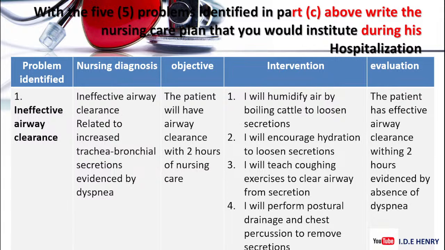Number 1, you can say, I will humidify air by a boiling kettle to loosen secretions. Nicely. I will encourage hydration to loosen secretions. Okay. I will teach the patient coughing exercises to clear the airway from secretions. Fourthly, I will perform postural drainage and chest percussion to remove secretions from the airway, hence relieving airway clearance. And also evaluation. The patient has effective airway clearance within 2 hours of nursing care evidenced by absence of dyspnea.